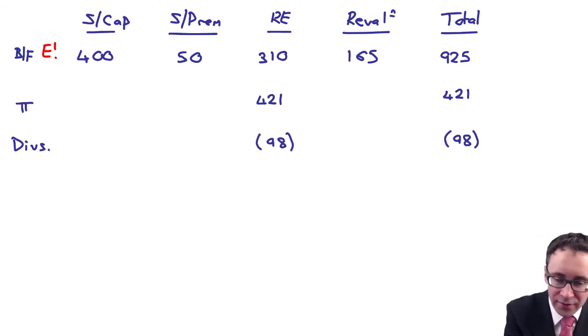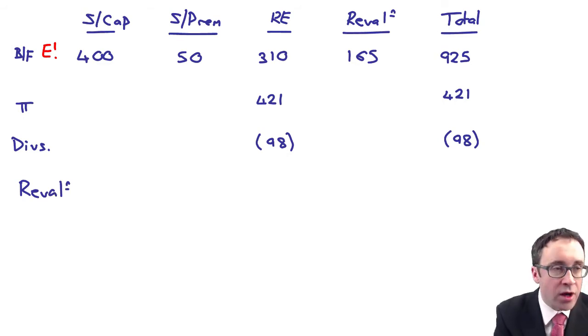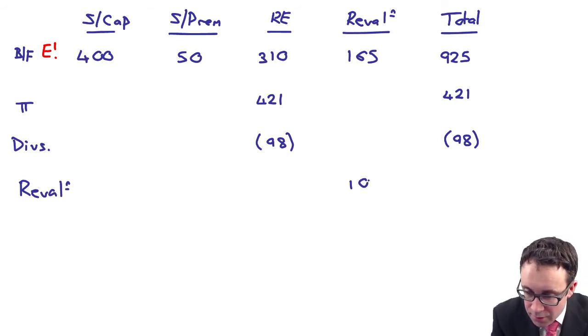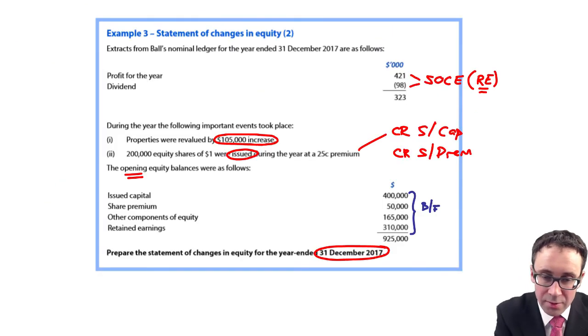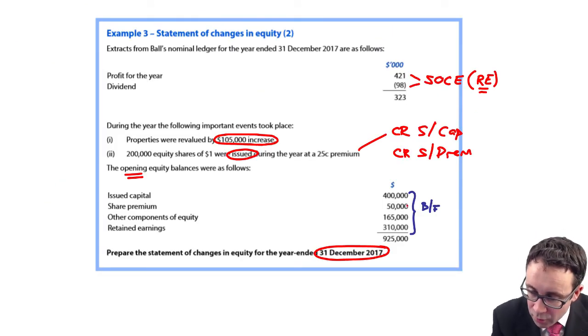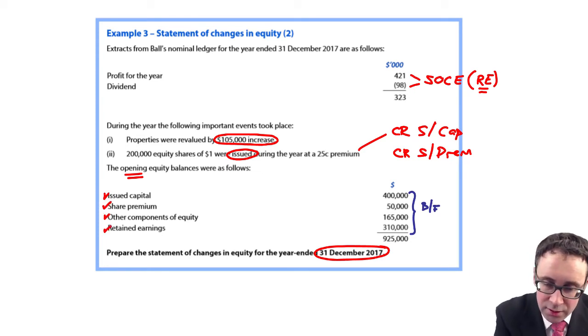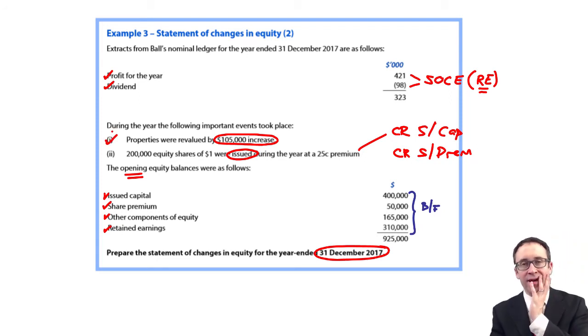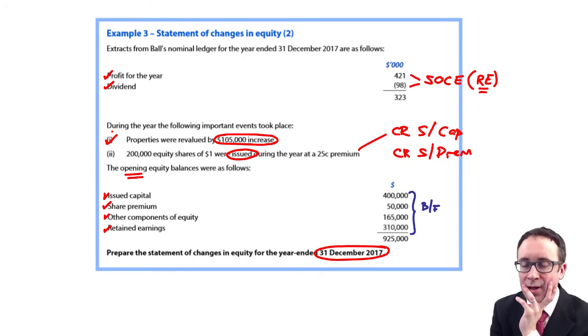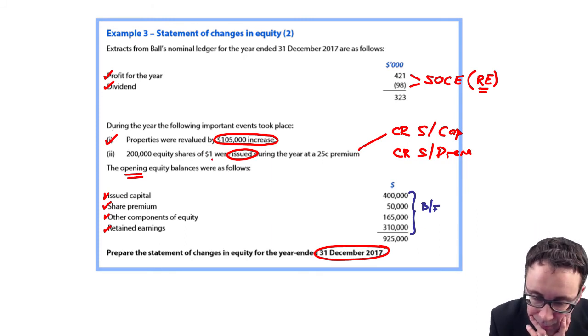Again, the easier figures tend to be the figures that you can copy across. So you've got your revaluation. Was that there as 105? Again, you can put in the total. And it seems to be so far so good, doesn't it? I've dealt with all of the brought forward figures. I then dealt with the profit and the dividend. I then dealt with the property, and now I've got the 200,000 equity shares of $1.